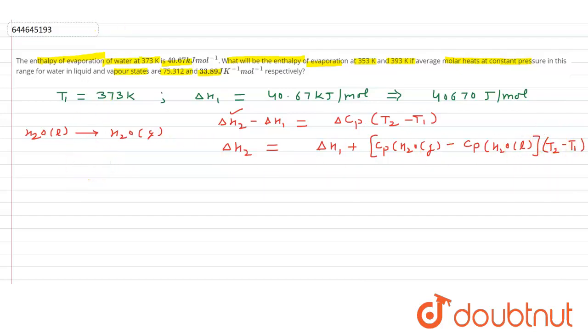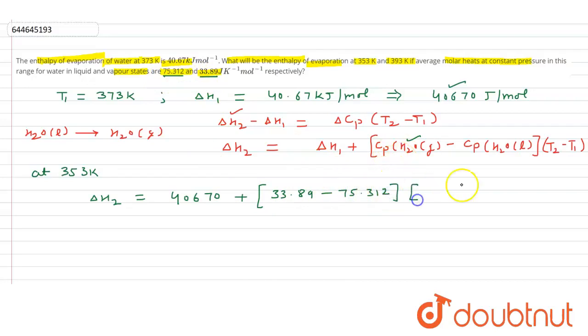Now you have to do nothing but put the values here and you will get the enthalpy of evaporation. So let's find it at 353 Kelvin. Delta H2 will be equal to delta H1, which is 40670 joule per mole, plus the value for the gaseous state, 33.89, minus the value for liquid, 75.312, times the difference of temperatures. This is our temperature T2 and this is our temperature T1. T2 is 353, so it is 353 minus 373.